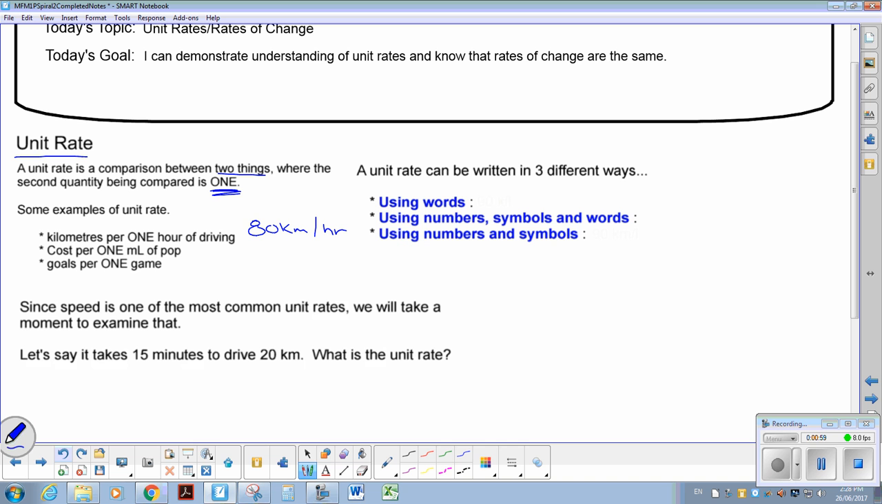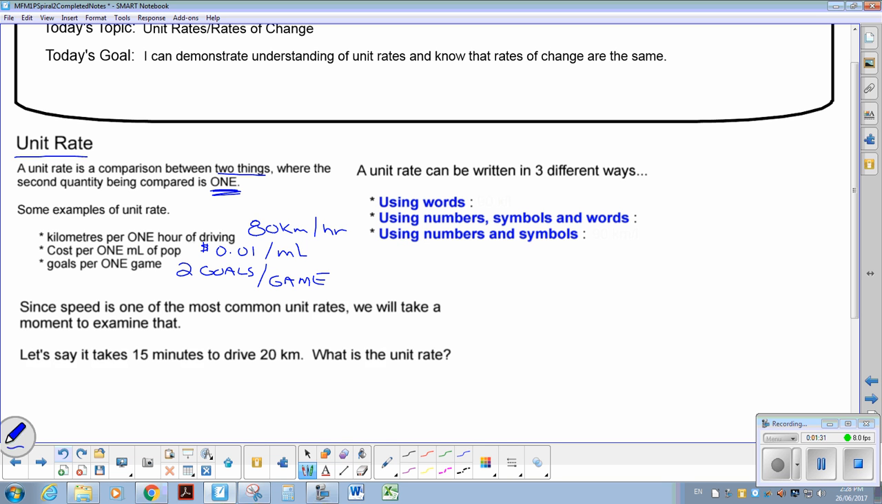Another example is cost per 1 milliliter of pop. If you look in the grocery store on the price tag, it will tell you that it is, say, $0.01 per milliliter. That's a unit rate. Unit rate means cost per one thing, or the amount per one thing. How many goals do you average? You average 2 goals per game, per one game. Those are all examples of unit rate.